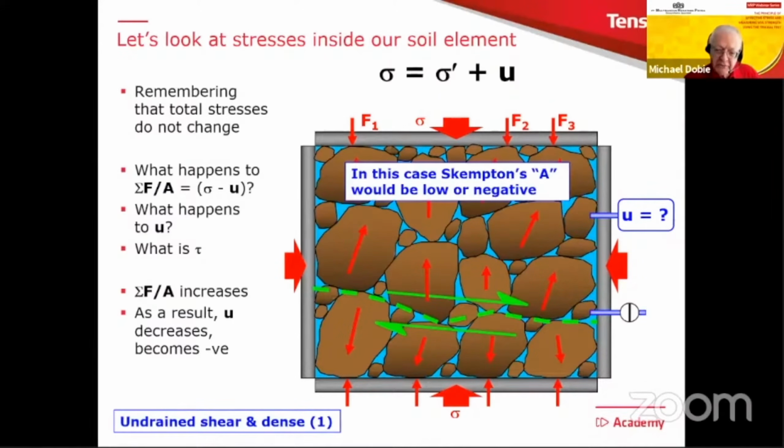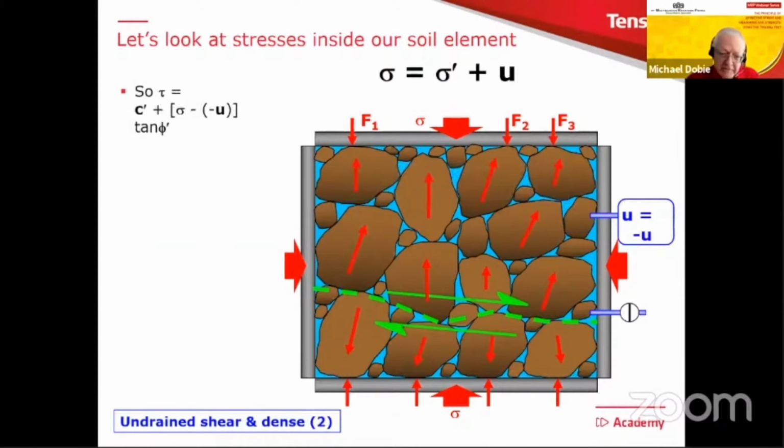And in fact, this is the reason why Skempton's A parameter would be low or negative in this kind of soil, a very dense, well-compacted or stiff soil. Skempton's A parameter would be low or negative because we're generating a negative pore pressure when we shear in the undrained condition.